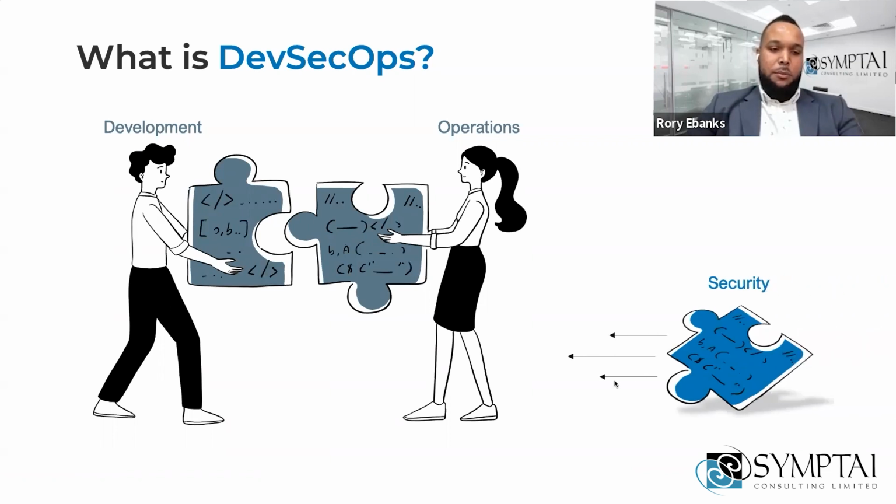And if you look on the diagram, you'll see that we have the development team and we have the operation teams, which is a typical way of operating. However, security is always considered after. And what we tend to do with DevSecOps is to shift security to the left.